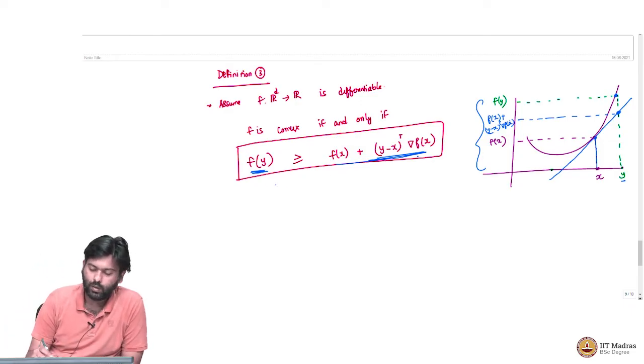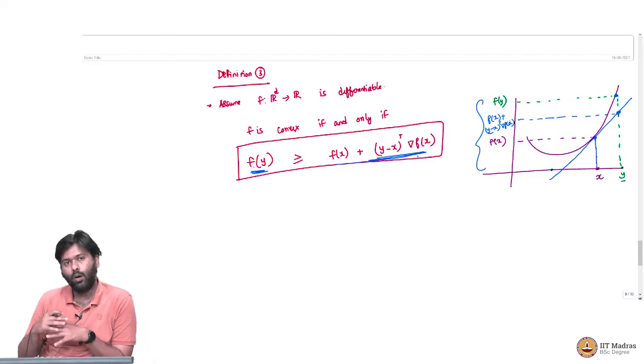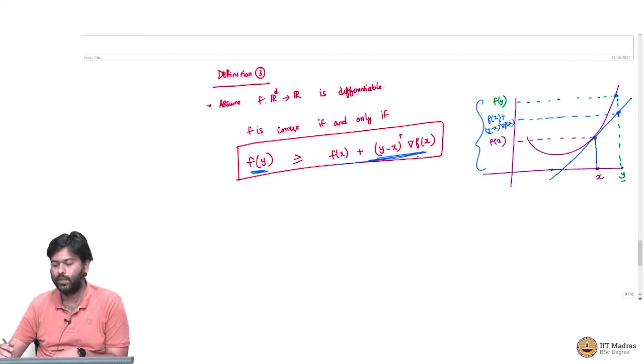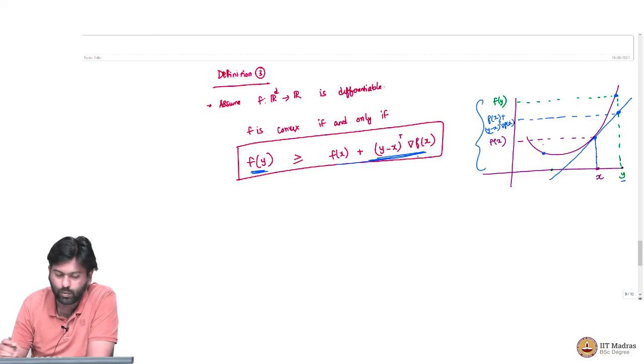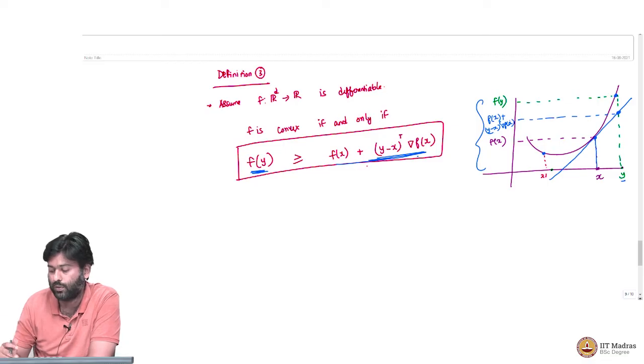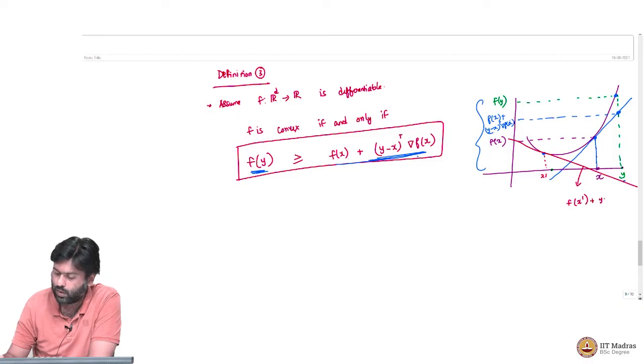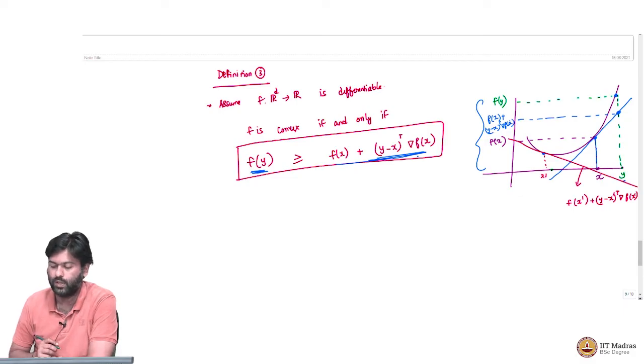So, in words, what is this saying? The function's value is always greater than the linear approximation that you can get at any point. This is nothing specific to x. I can take some other point. If this was my x dash, then the linear approximation of the function at x dash is going to look something like this. As a function of y, this is going to be f of x dash plus y minus x dash transpose del f of x dash, and so on.